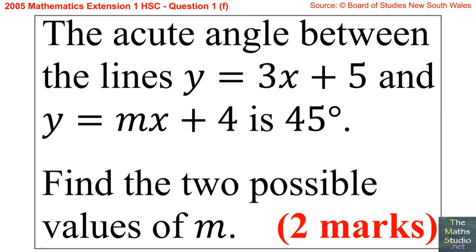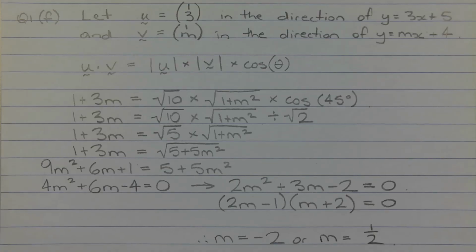Question 1, Part F. The acute angle between the lines y equals 3x plus 5 and y equals mx plus 4 is 45 degrees. Find the two possible values of m. We can use vector techniques to find the two values of m.